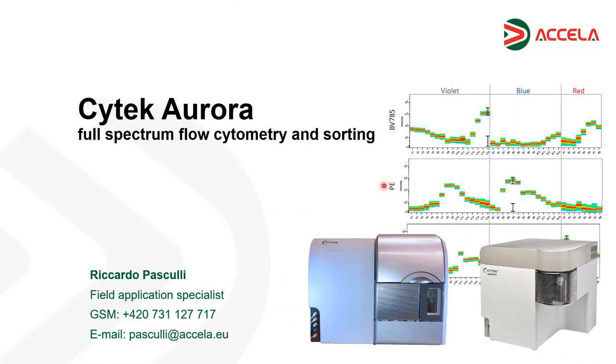So the idea is to present you mainly the Cytek Aurora, which is a full spectrum flow cytometer, and the newly built Cytek Aurora Cell Sorter, which is a really new and exciting technology for us, a cell sorting system based on the successfully launched Cytek spectral cytometry.